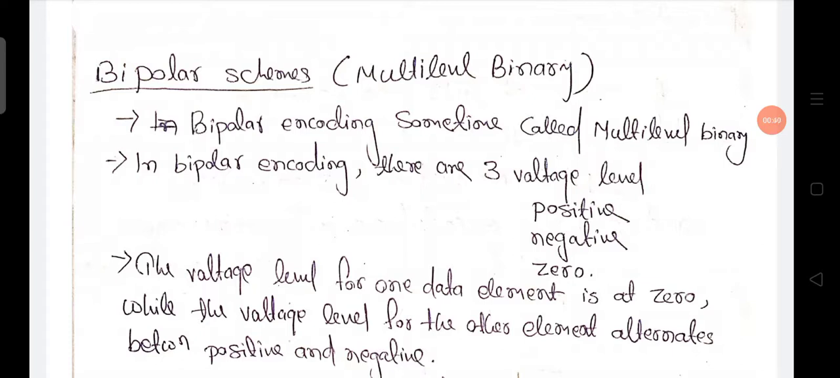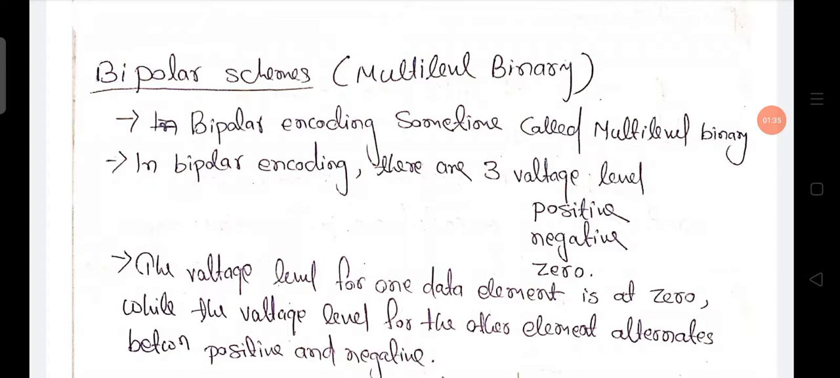Why is this scheme called the multilevel binary scheme? Because here we use three levels of voltage in a binary encoding system: positive voltage level, negative voltage level, and zero. The voltage level for one data element is zero, while the voltage level of the other element alternates between positive and negative.